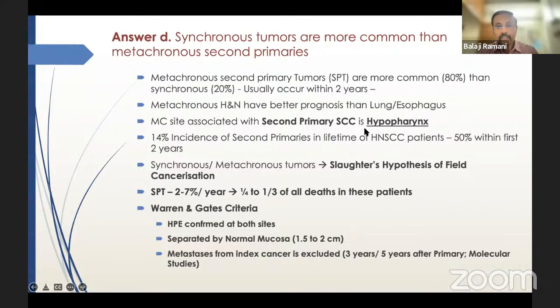This is explained by something called Slaughter's field cancerization hypothesis. So what does it essentially mean? What do you mean by Slaughter's theory of field cancerization? Can anybody explain it?